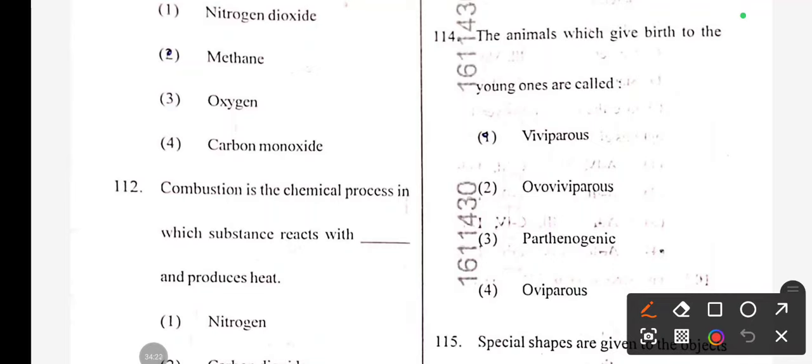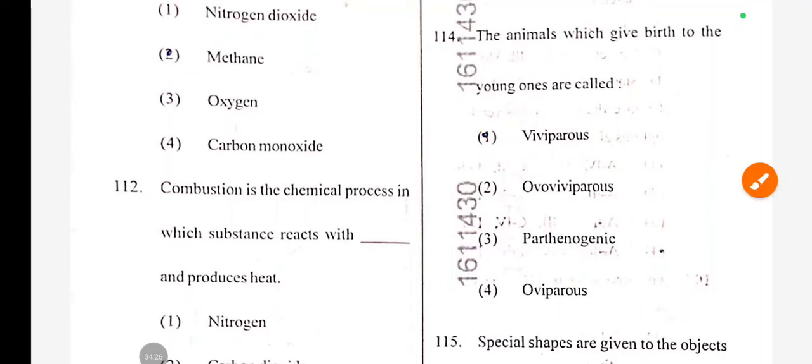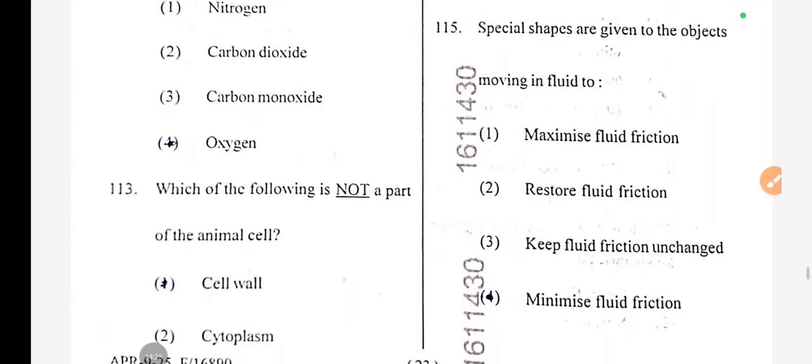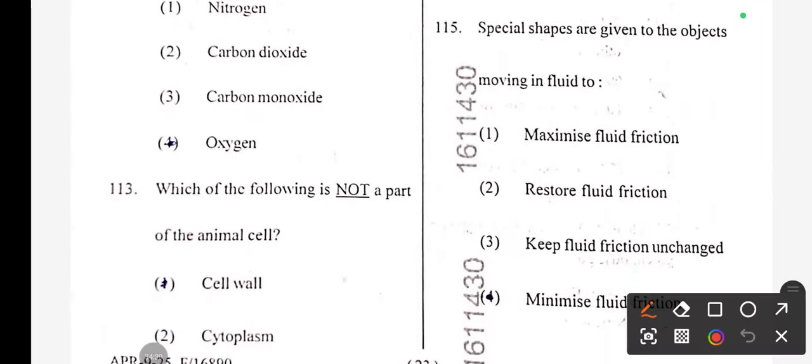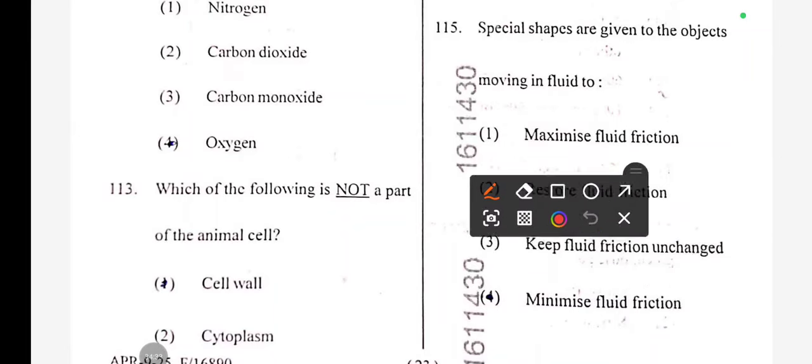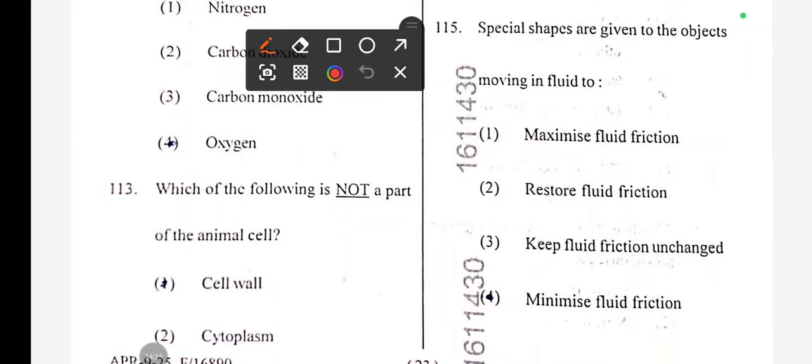114. Animals which give birth to the young ones are called viviparous. 115. Special shapes are given to the objects moving in fluids to minimize fluid friction.